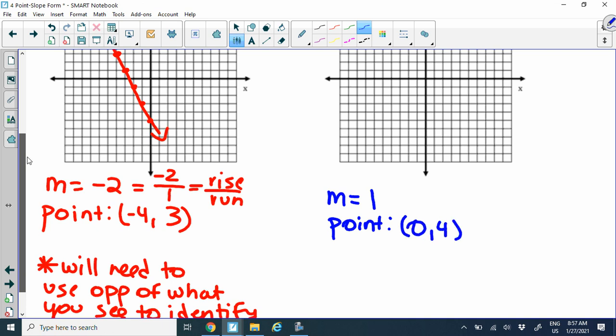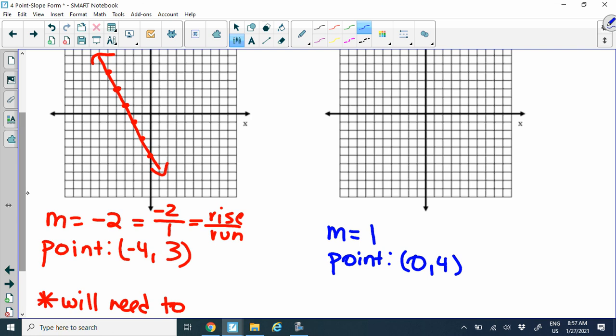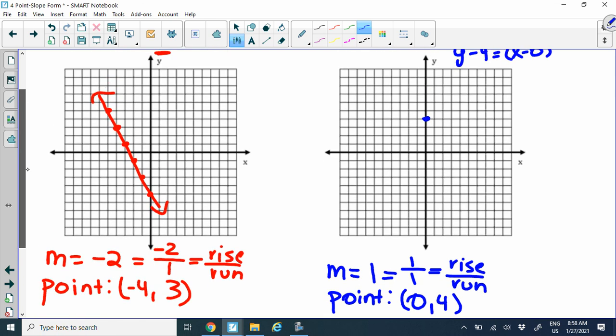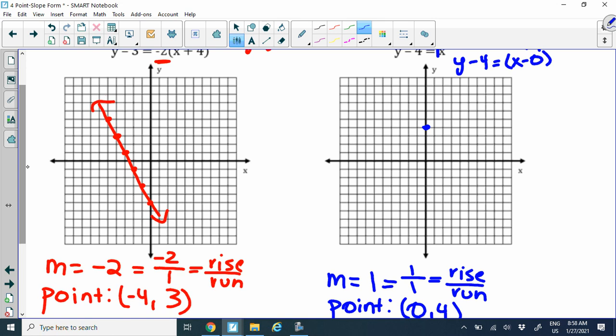Okay, now let's go ahead, we're going to plot that. So I go up 1, 2, 3, 4. Now my slope is going to be 1. Remember, if it is an integer, what we can do is turn it into a fraction, meaning we can take our number and put it over 1. So this means we will rise 1 and run 1. That means I'm going to go up 1 and to the right 1. Okay, I go up 1 to the right 1, up 1 to the right 1, up 1 to the right 1, up 1 to the right 1. And now I have at least 5 points.